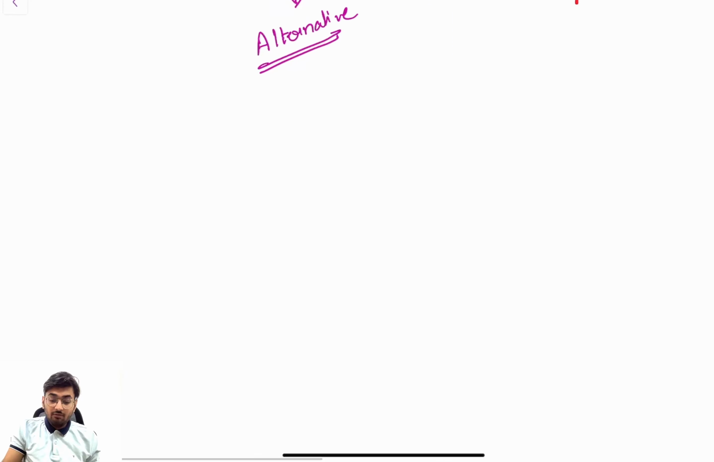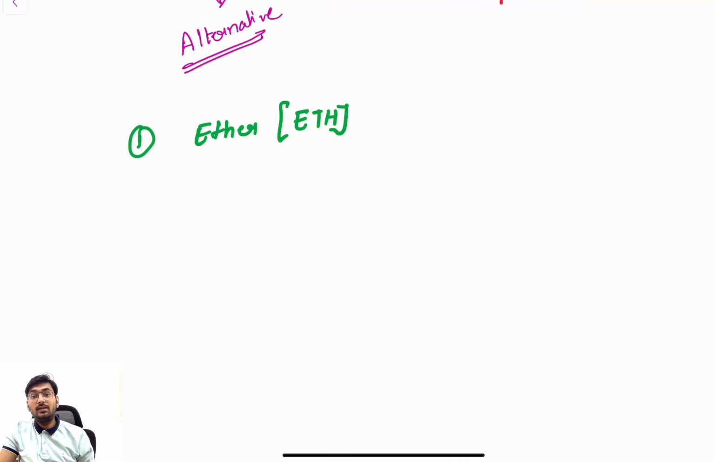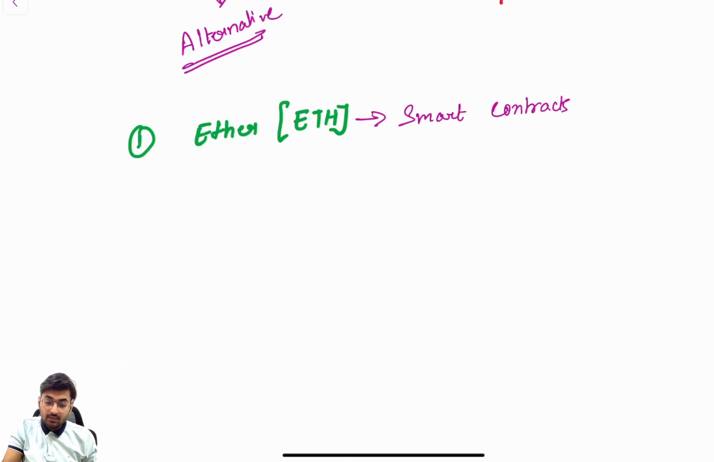Clear? Now, if you ask me what are the examples of altcoins, number one, write down Ether, or ETH. Clear? And this is specifically used on the Ethereum network, and this is purely for smart contracts. Clear?